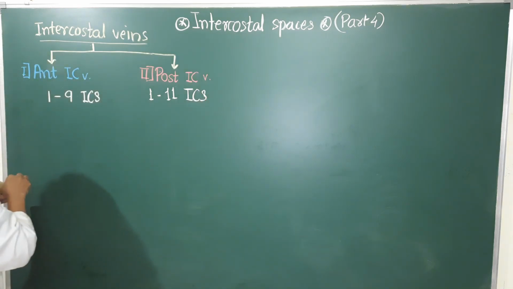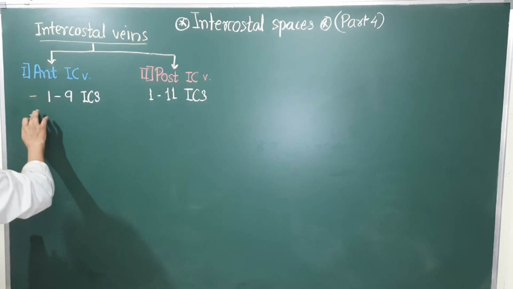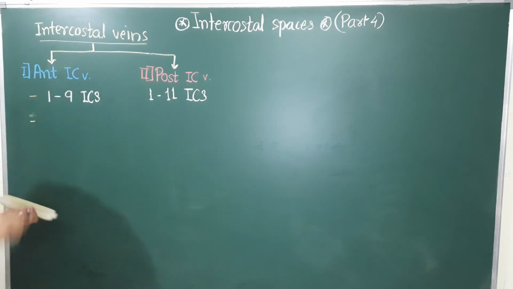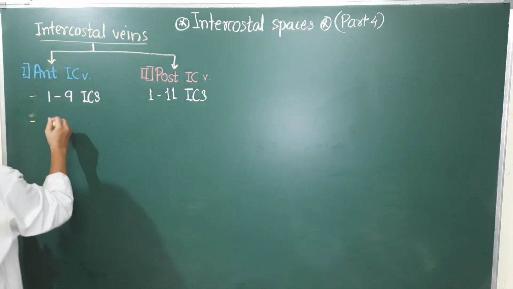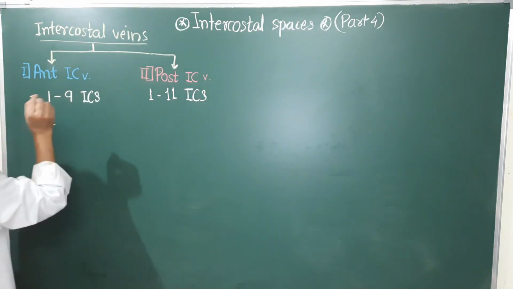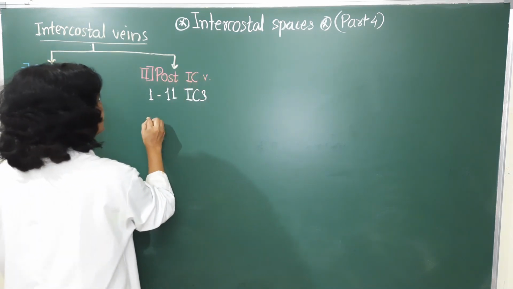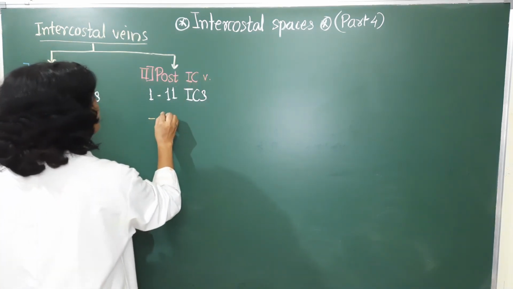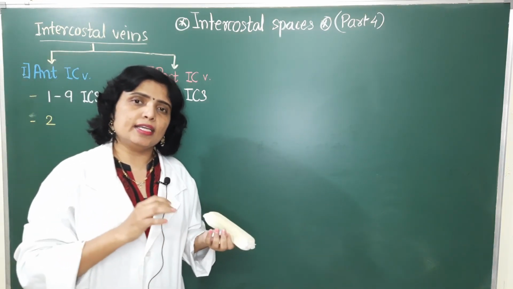Then coming to the number. In each space, how many are the anterior intercostal veins? Like intercostal arteries, anterior intercostal veins are 2 in number in each space. And like arteries, posterior intercostal veins are 1. There is only one posterior intercostal vein in each space.